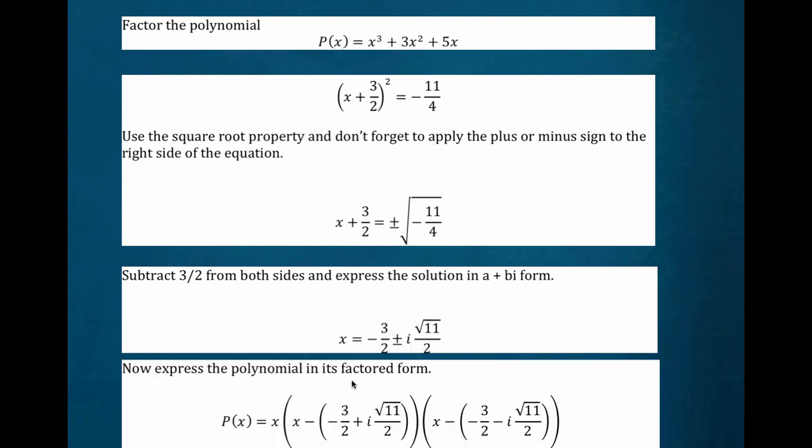So now if we want to express this in its factored form, what we'll need to do is take this expression, minus 3/2 plus or minus i root 11 over 2, and subtract it from x, and remember to put the parentheses in. So we'll subtract each of those from x in their own sets of parentheses.